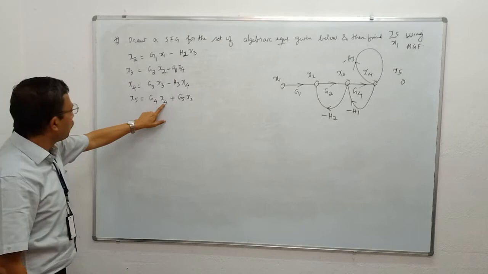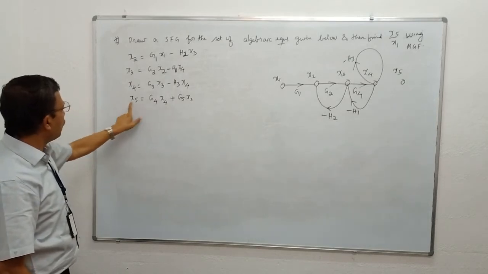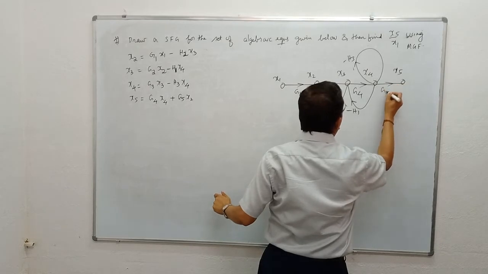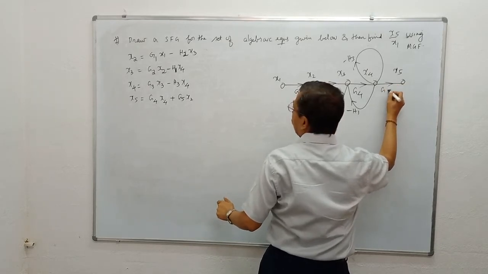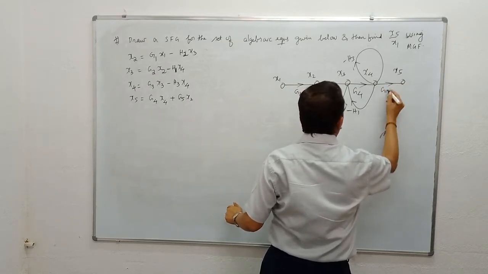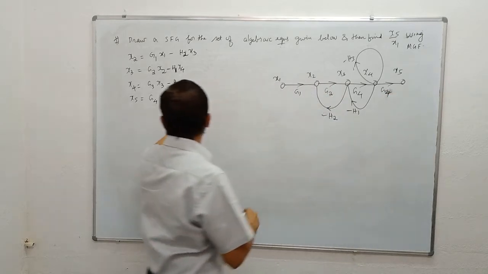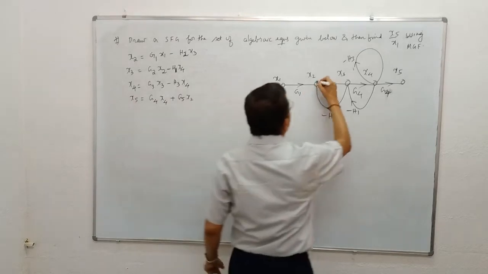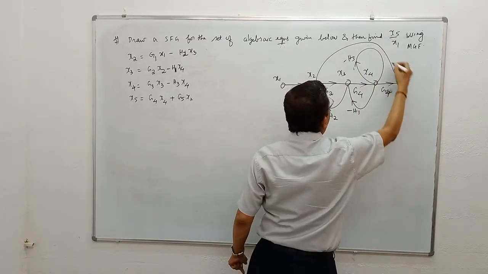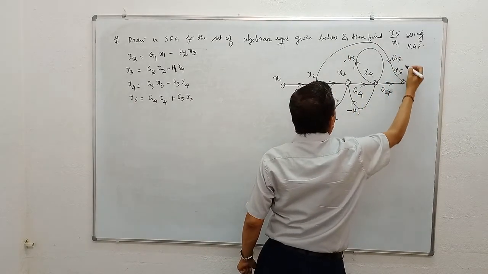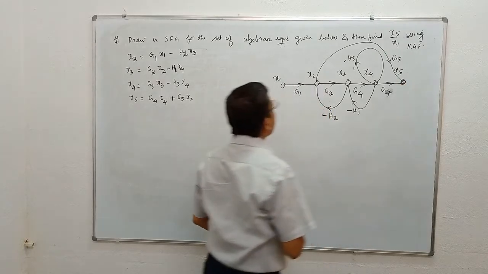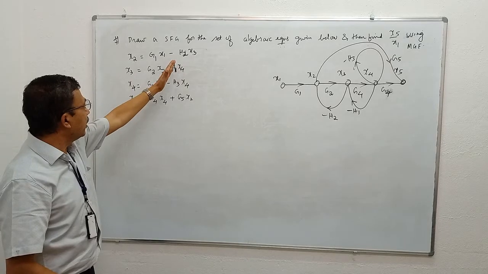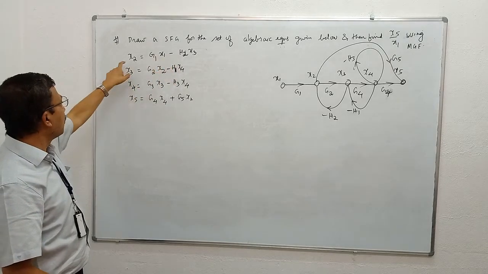Next, x4 multiplied by g4 should enter x5. x2 multiplied by g5 should enter x5. So the concept here is the terms on the right side are the signals that should enter the node on the left side.